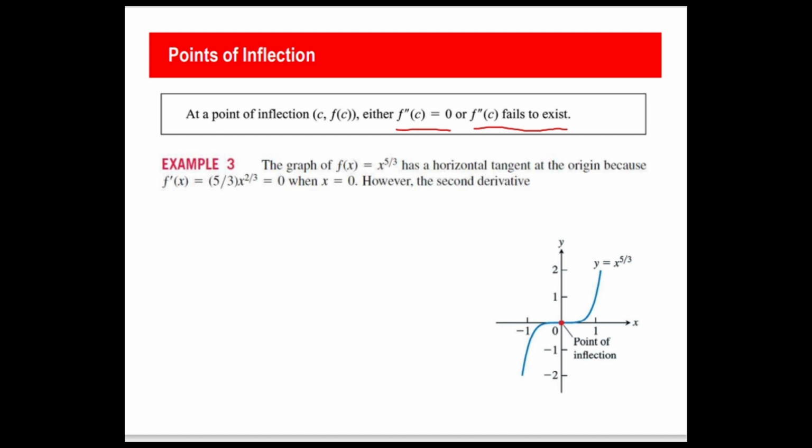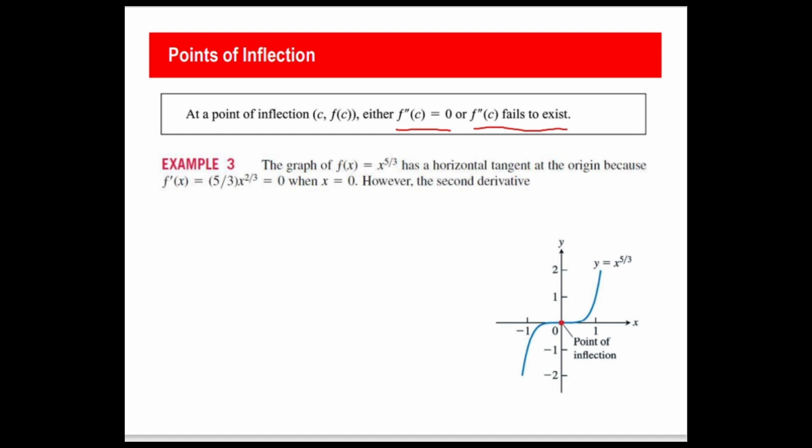So let's take a look at this example for points of inflection. We are given this graph of f(x) equal to x to the power of 5 over 3, and we know that it has a horizontal tangent at the origin, because if you find the first derivative, that is f prime x, you'll get 5 over 3 x to the power of 2 over 3. Just a simple power rule, and it is equal to 0 when x is equal to 0.